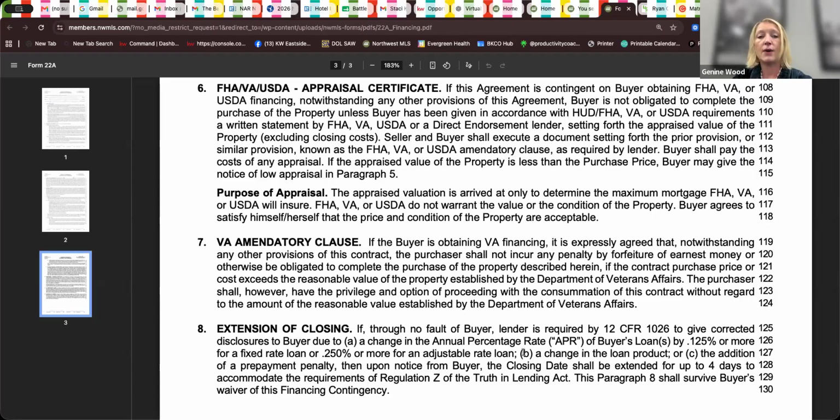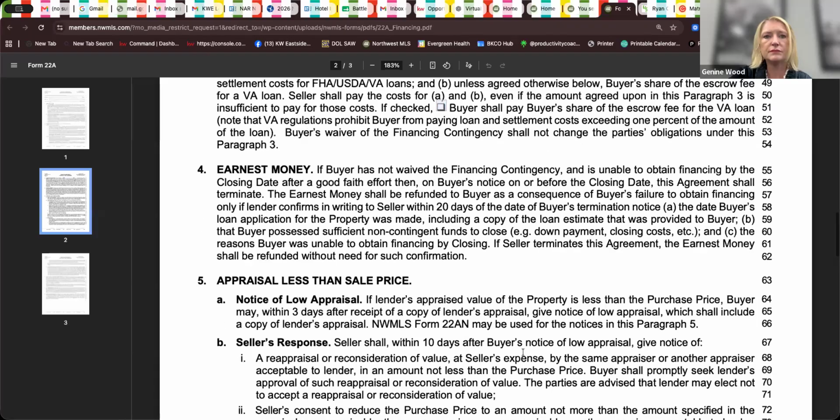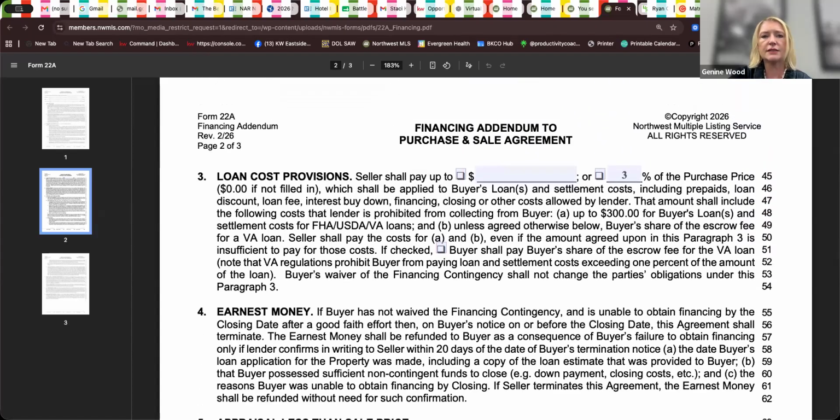The purchaser shall, however, have the privilege and option of proceeding with the purchase without regard to the amount of the reasonable value if they so choose. Something I did not touch on, now that we talk about VA: you as listing agents, be very careful with paragraph 3 if the buyer is a VA buyer. It's not a bad thing, but it's something your sellers need to understand.